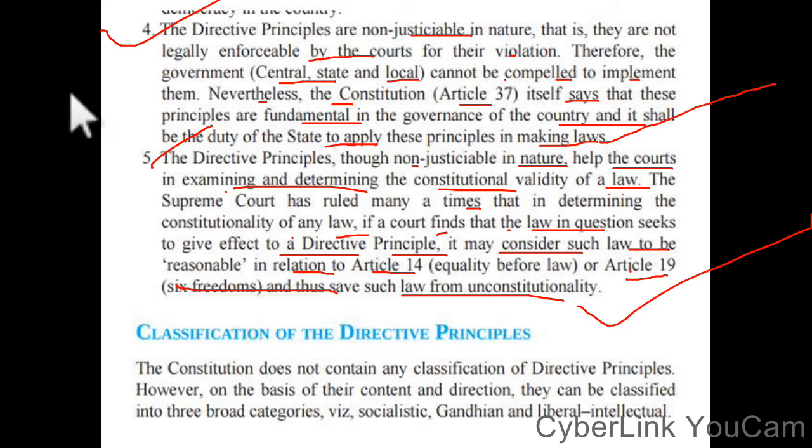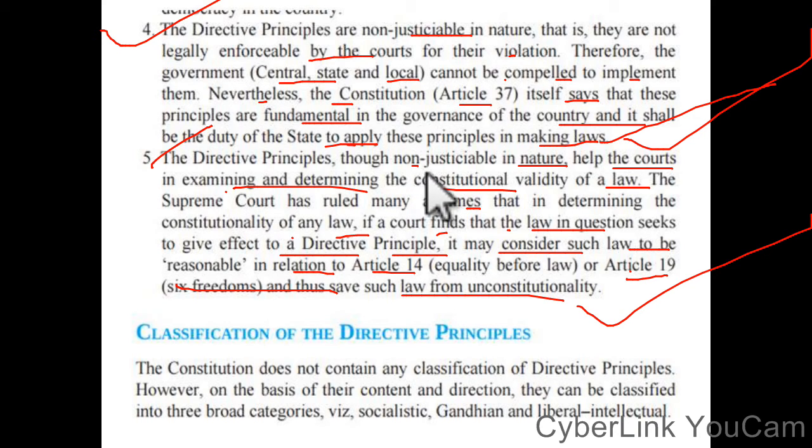Okay. So, directive principles are non-justiciable in nature. They are not legally enforceable by the courts. For their violation, therefore, the government, central, state, and local, cannot be compelled to implement them. Nevertheless, Article 37 itself says that these principles are fundamental in the governance of the country, and it shall be the duty of the state to apply these principles in making laws.